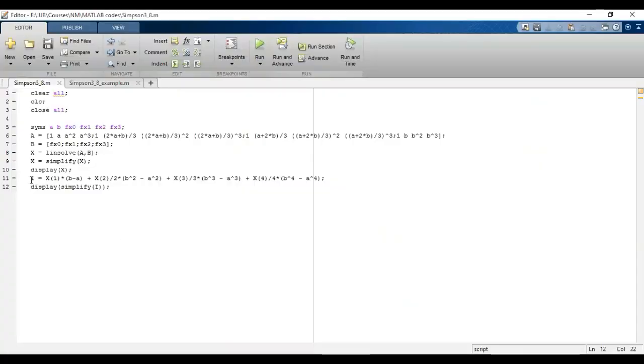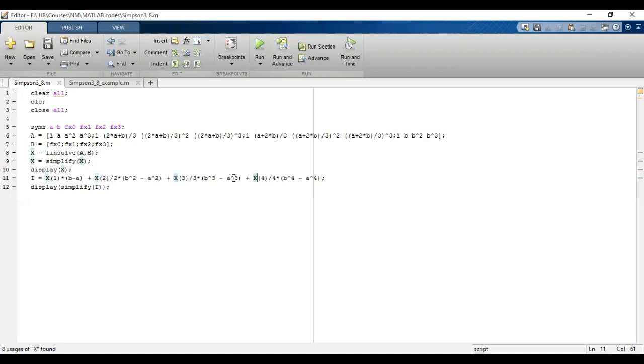Here you can see these four coefficients. x is the column vector, and that column vector contains x1, x2, x3, and x4. So x1 is actually a0, x2 is actually a1, x3 is actually a2, and this is a3.